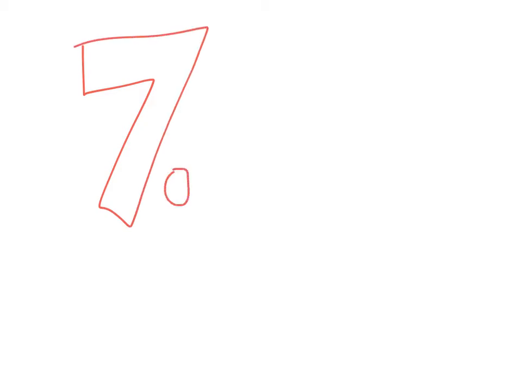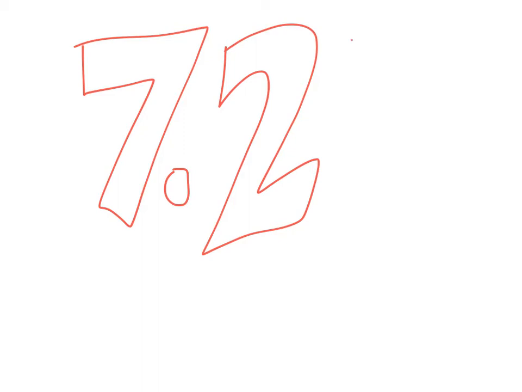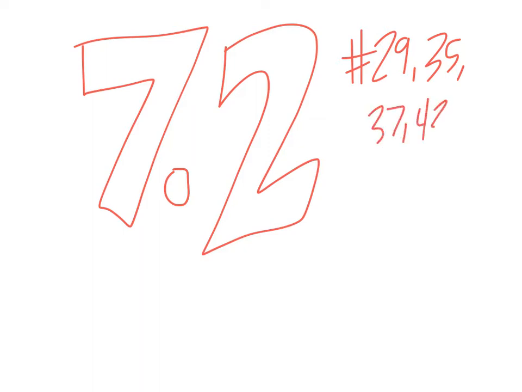Hello everybody. We are going to do some problems from section 7.2 from the 5th edition of The Practice of Statistics. Today we're specifically going to focus on number 29, 35, 37, 43, and 45.